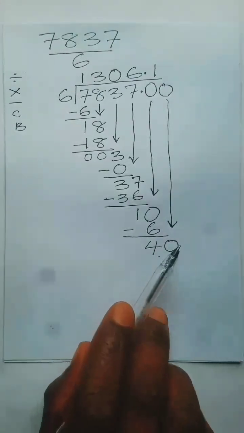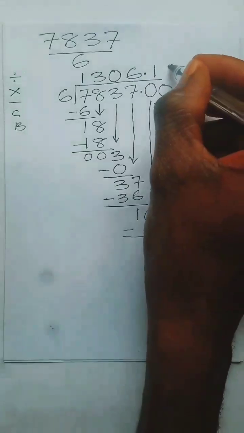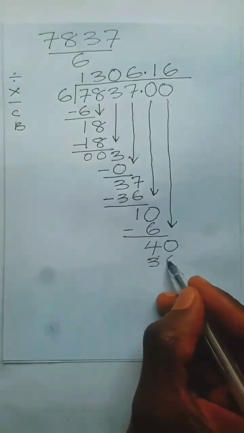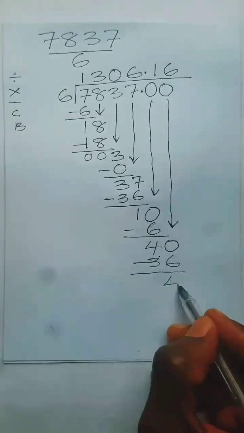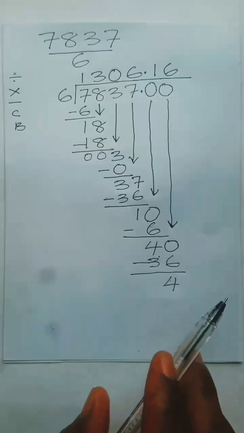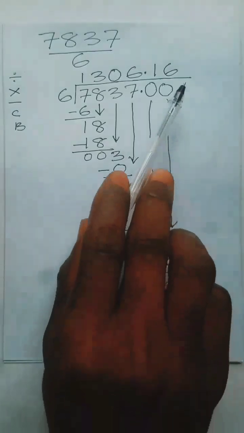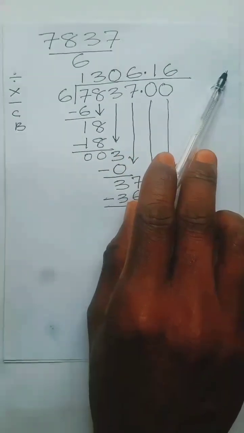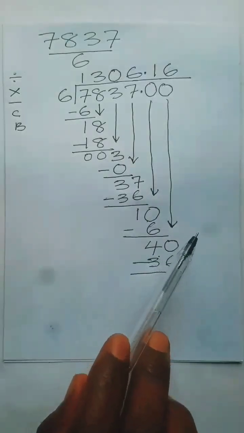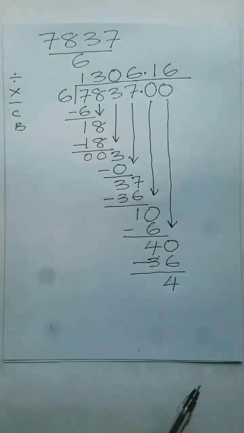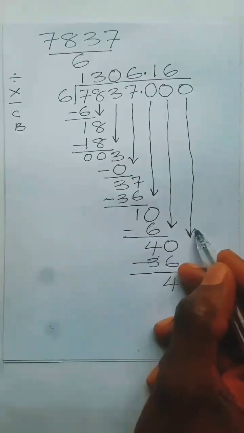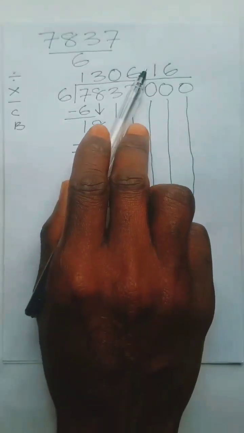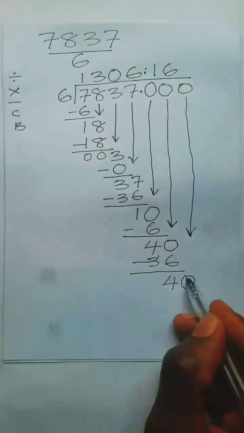Now 40 divided by 6 is 6. 6 times 6 is 36. I subtract, and then I have a 4 again. And once I notice that I'm having the 4 again, I'm suspecting I'm going to have a recurring fraction, because whatever happened here is going to happen again. So I bring down a 0 again. I'm able to bring down these zeros because of this decimal point here. So that becomes 40 again.